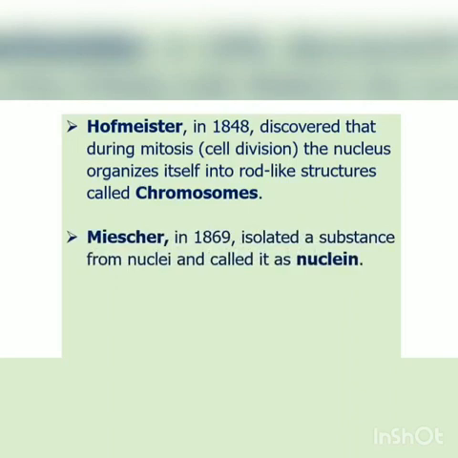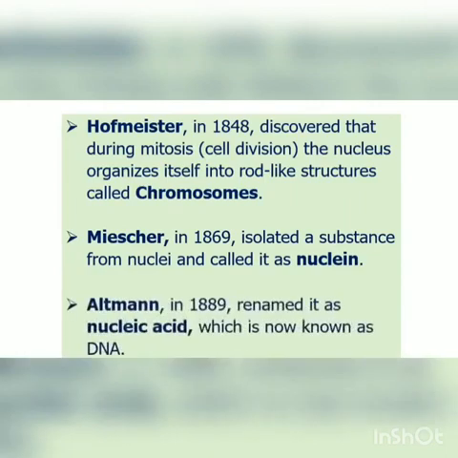Miescher in 1869 isolated a substance from the nuclei, and he called it nuclein. So nuclein is a substance isolated from nuclei, and it was renamed as nucleic acid by Altmann in the year 1889. Nucleic acids are of two types, which are now known as DNA and RNA.